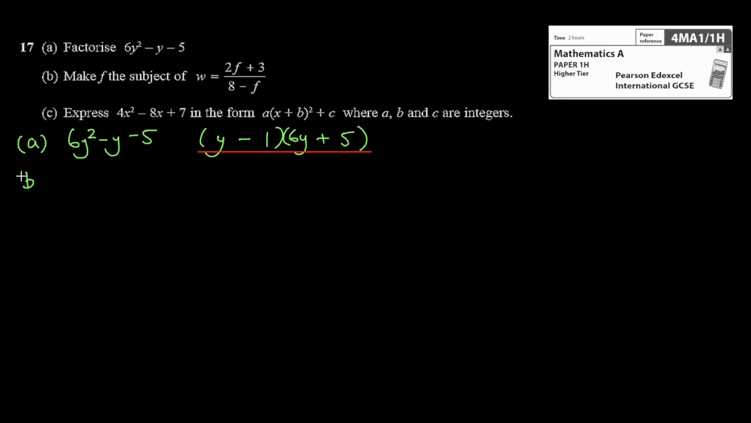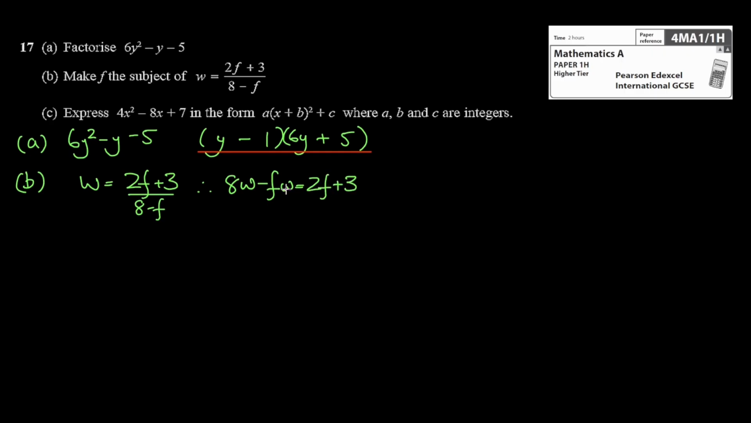Part B. As quite often with these questions, we've got two instances of the variable f. Once we've multiplied through, we'll have to gather those f terms up. So let me multiply first across by 8 minus f. So I get 8w minus fw is equal to 2f plus 3.